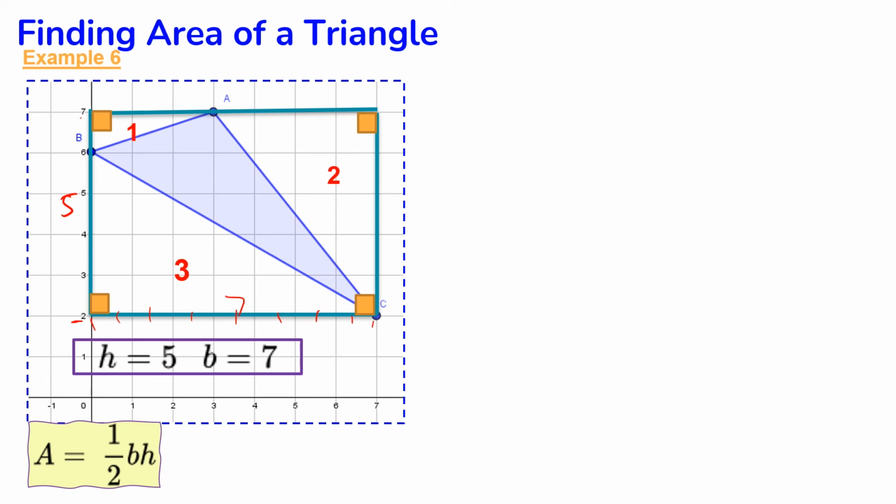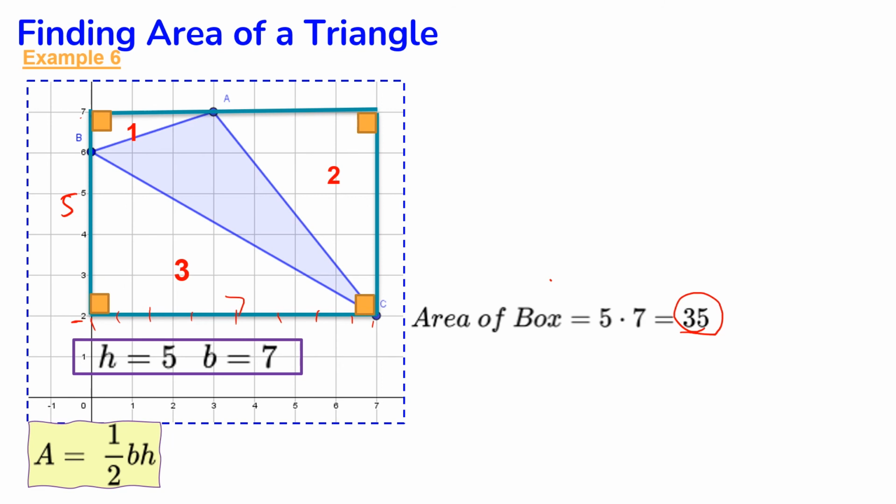So the area of that box, 1/2 base times height, is 35. Well, not 1/2 base times height because I'm not finding the area of a triangle. It's just a box. So just 5 times 7. All right. So I found the area of that rectangle. Now I'm going to find the area of these 3 triangles here.